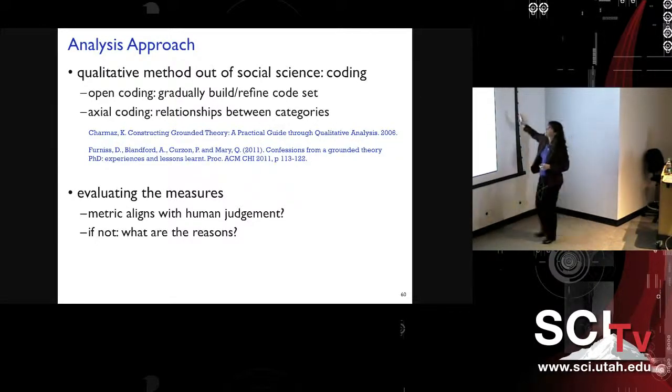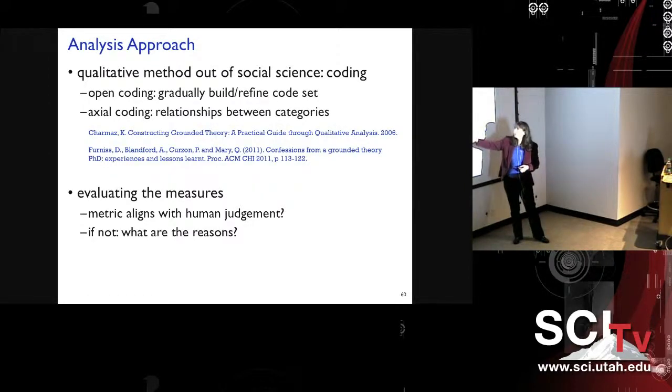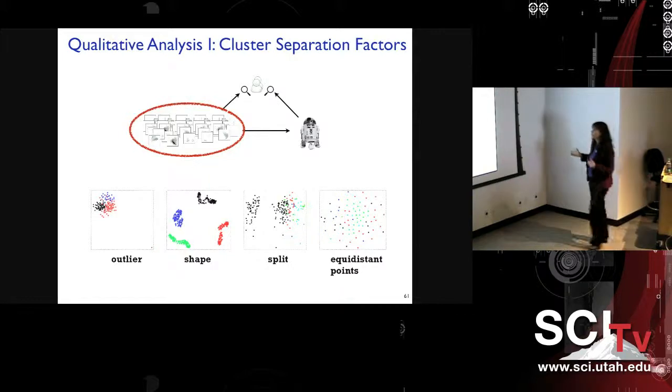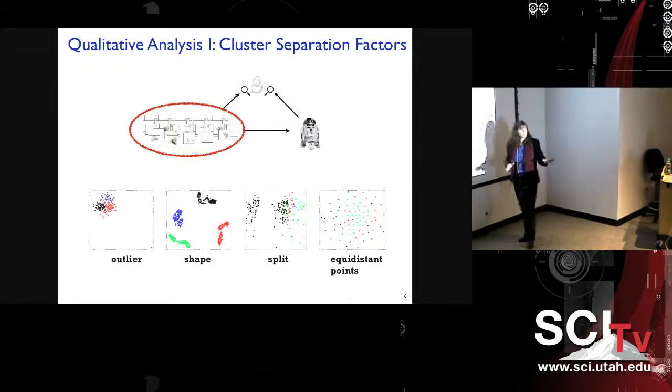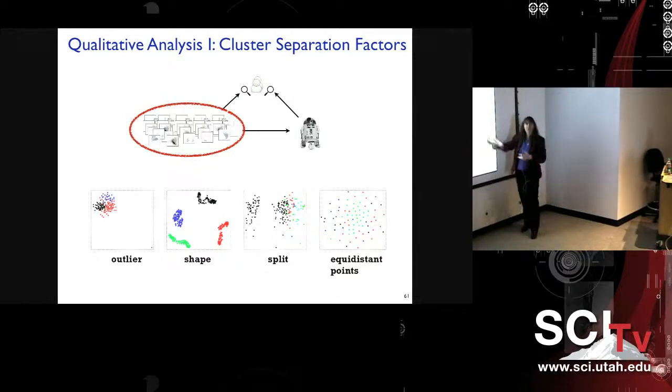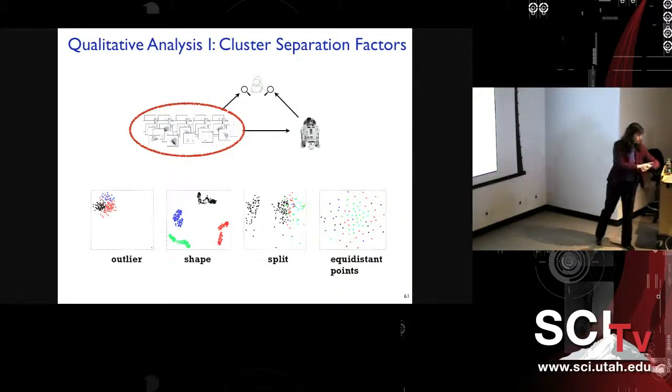And so we use this approach to try to evaluate, first of all, when do the metrics align with the human judgment, and if they don't align, then why? For example, some of the factors we found, and some of these will not be a shock, right? What affects things? Whether there's outliers, the actual shape of these clusters, whether or not there's a visual split for the things that are supposed to be in the same cluster, whether, for example, things are clumpy versus equidistant. So these are some of the measures.